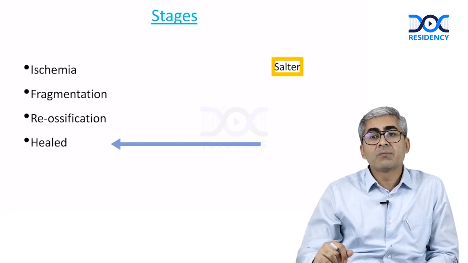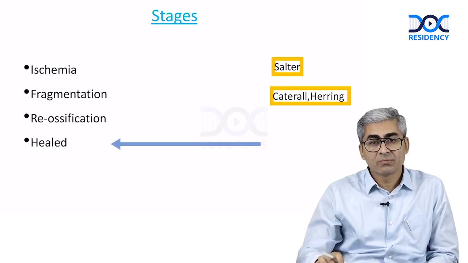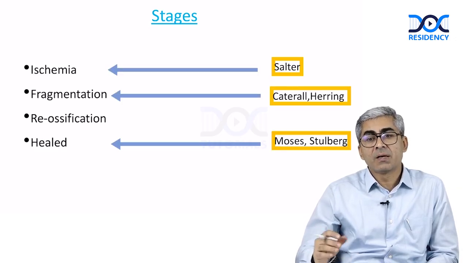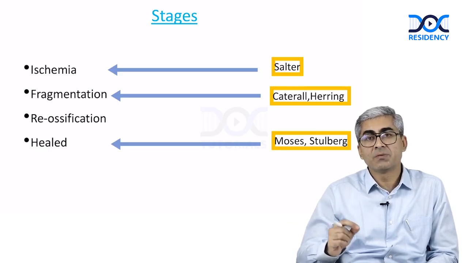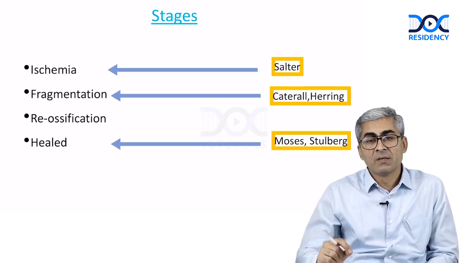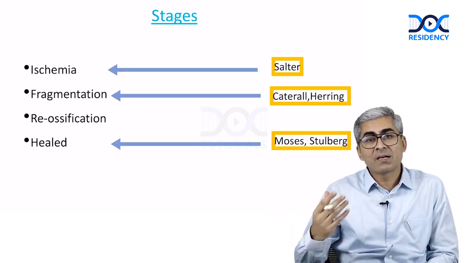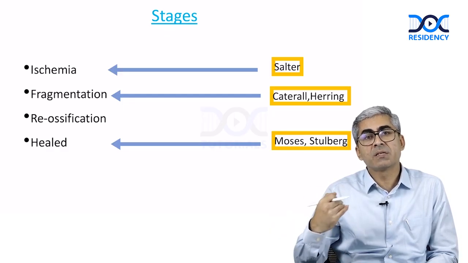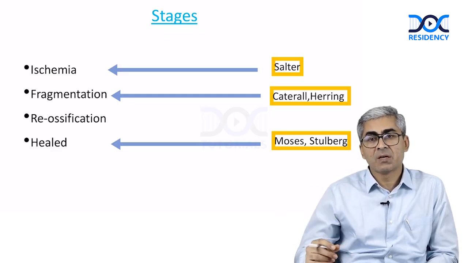So when it comes to classification, the Salter classification applies to the ischemic stage, the Herring and Catterall classifications apply to the fragmentation stage, and the outcome classification, that is Mose and Stulberg, applies to the healed stage. That means when the femoral head is fully ossified. Once it is ossified, it won't help us in the treatment. During the active phase only, either in the ischemic stage or fragmentation stage, our treatment line can change. So that's why those classifications are more important.